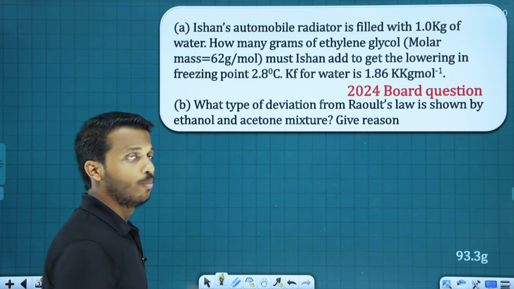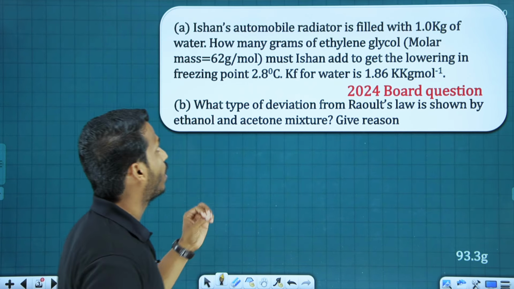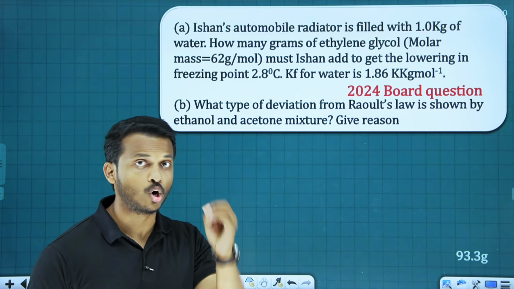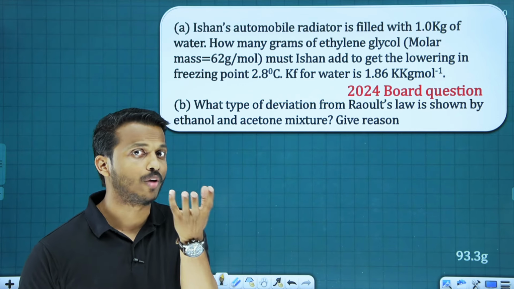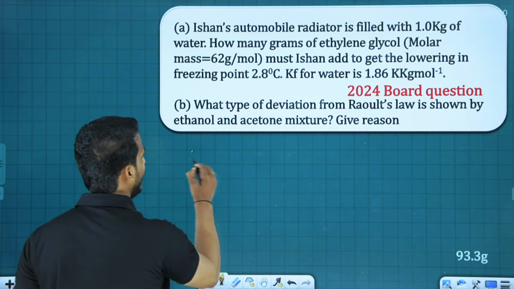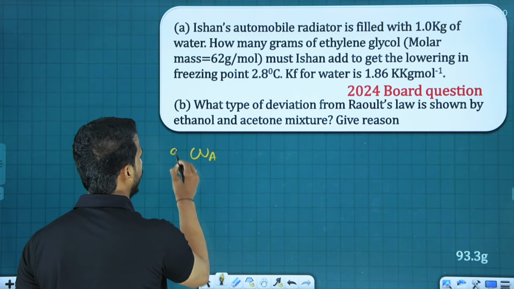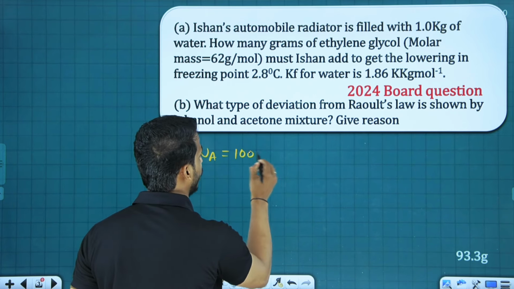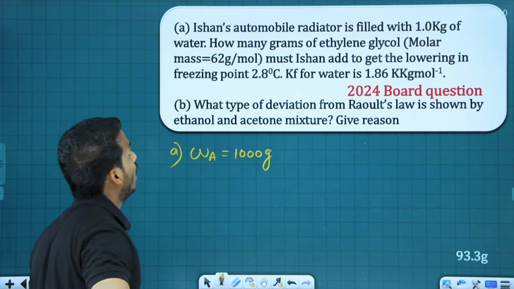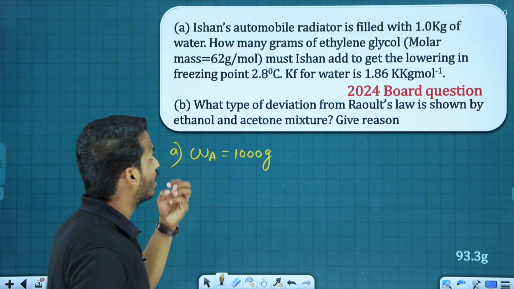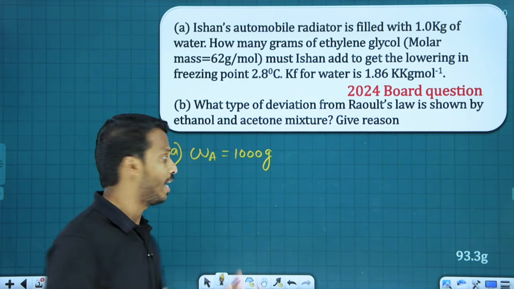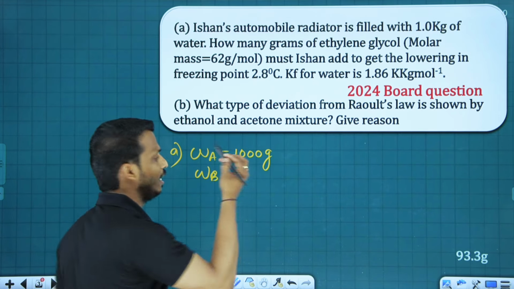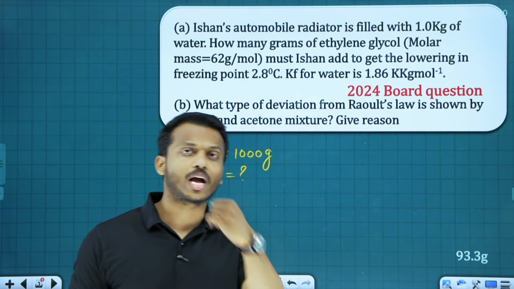Question number 1 is a numerical one. Ishan's automobile radiator is filled with 1 kilogram of water. So 1 kilogram, that is the weight of solvent, right? So weight of solvent is WA, given 1 kilogram, that is equal to 1000 gram. How many grams of ethylene glycol? That is a solute, right? So WB, weight of solute, we need to calculate.